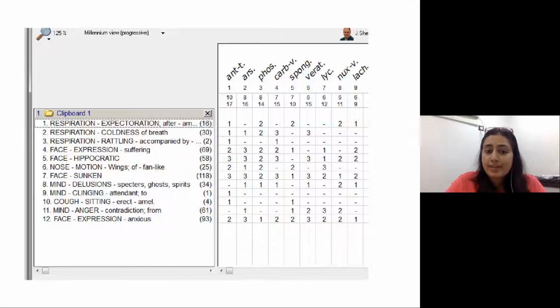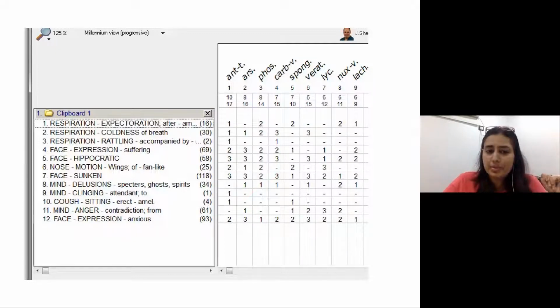Respiration was rattling, nose wings fan-like motion, Hippocratic face, expression suffering, sees ghosts and spirits. And one very beautiful rubric which confirmed the remedy was that the patient wants to cling to the attendant. The wife said he doesn't want to hold my hand. He wants to hold the hand only of the ward boy or the nurse. So this is a very interesting rubric which gave me a confirmation for my remedy.